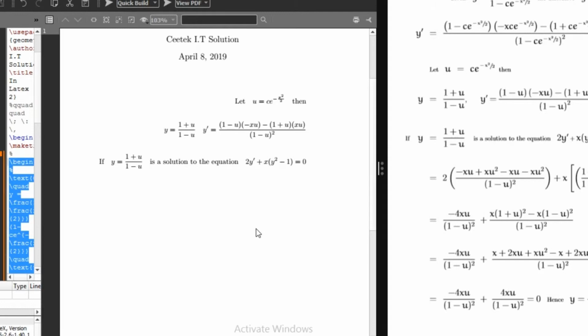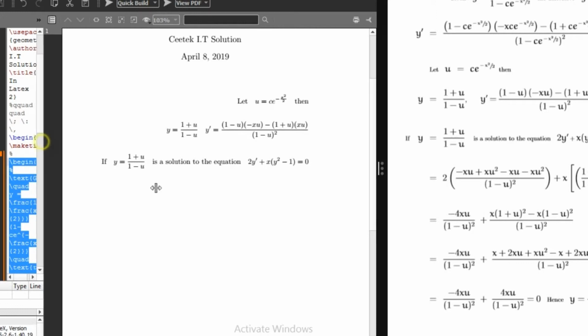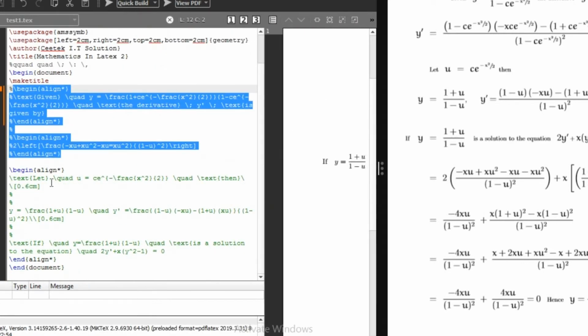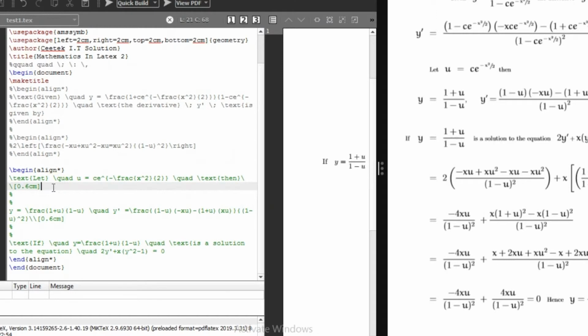Okay, so what I want us to do is to look at this. So we have the let u moving somewhere closer to the center. We have y, and then these two equations' equal signs being aligned. So let's see how to do that, right? So in the align environment, it is very easy for us to do this. What I usually do is that, so I said let u be equal to that. It's just a simple statement.